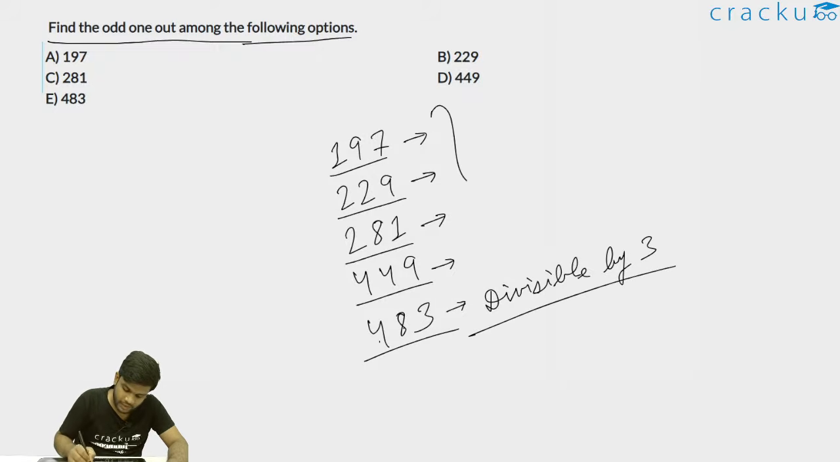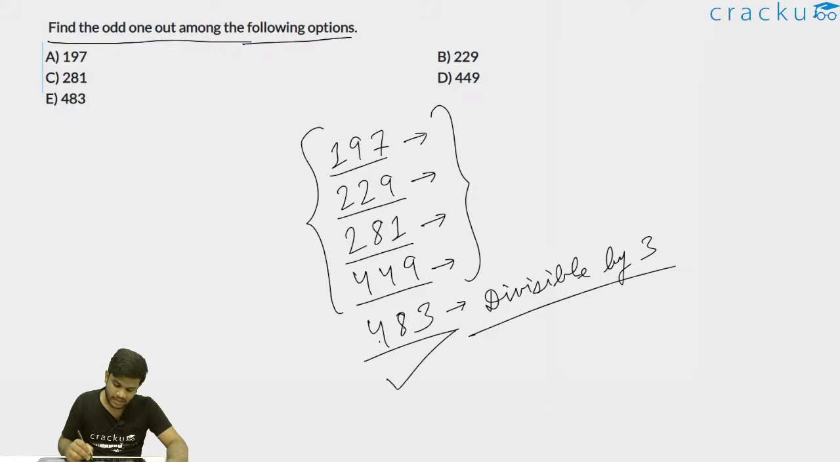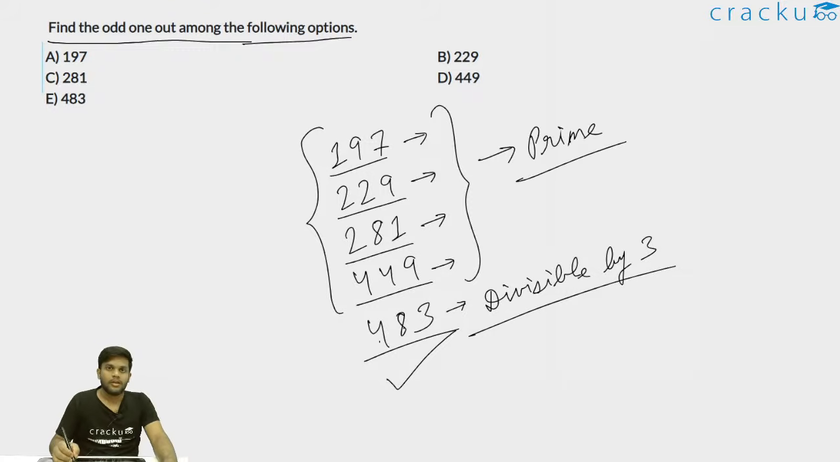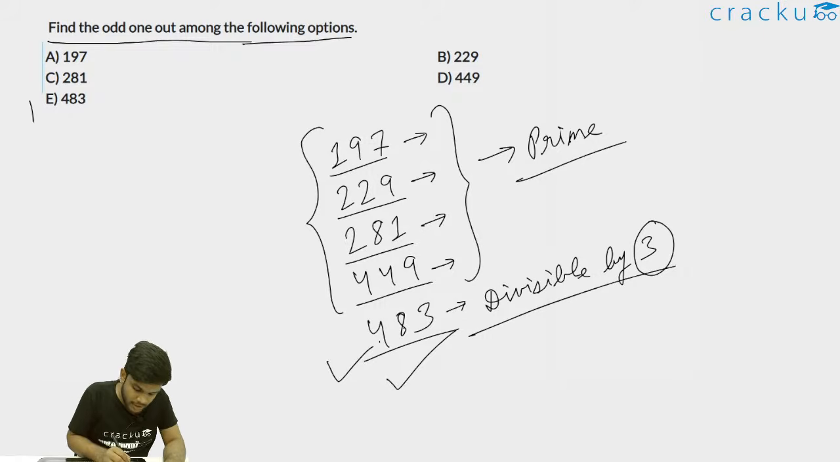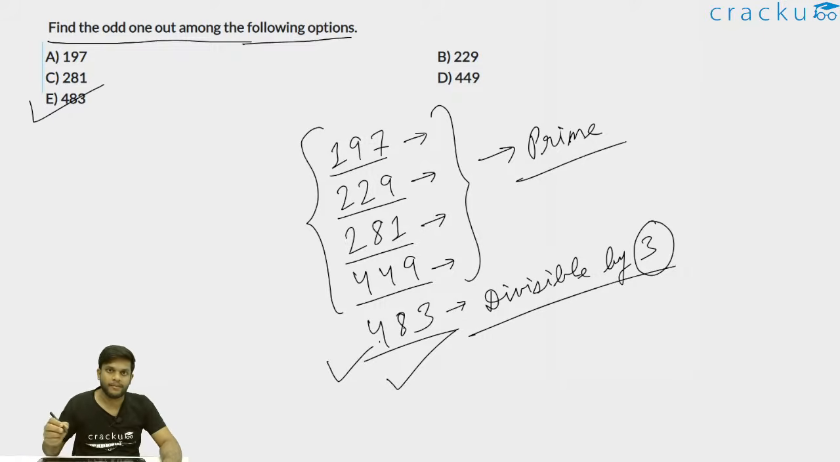So we can see that all these 4 numbers are not divisible by 3, but this number is exactly divisible by 3. In fact, if you look carefully, all these 4 numbers are prime numbers. Only 483 is a composite number which has a factor of 3. So our odd one out will be option number E, which is 483.